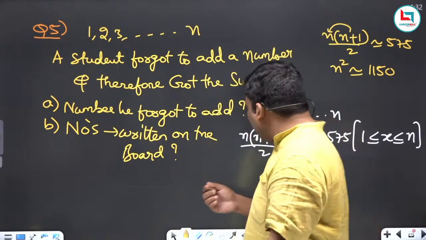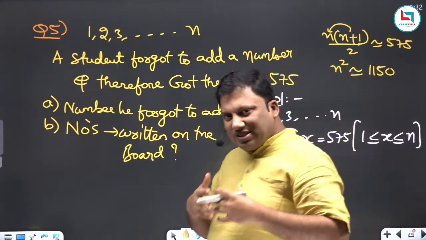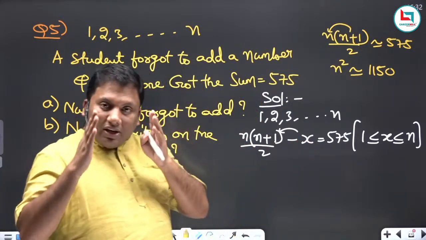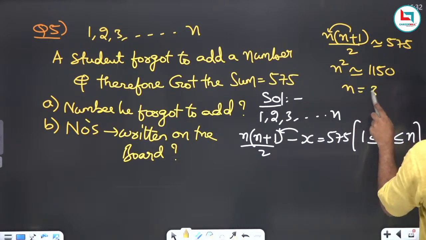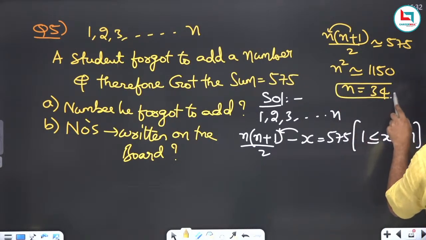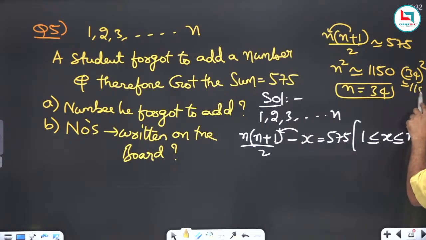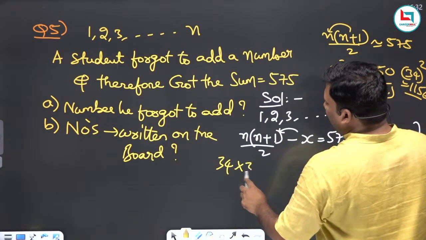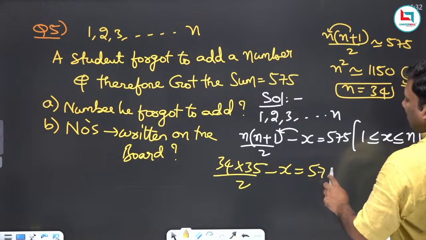In the previous question we were doing plus x, so we took a square just less than the right hand side. Now we are subtracting a number from n into n plus 1 by 2, so take a square which is just greater than 1150. 34 square is 1156. So n is 34. 34 into 35 by 2 minus x is 575.